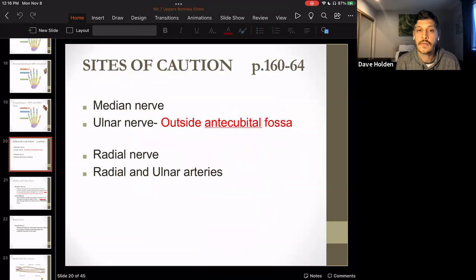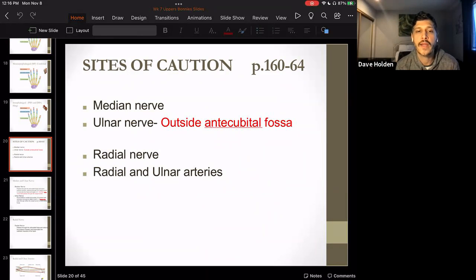Sites of caution, the median nerve. The median nerve is a little bit accessible right through the carpal tunnel. The main nerve that we will most likely be dealing with is the ulnar nerve. That's the funny bone. You find that one right there in your elbow.